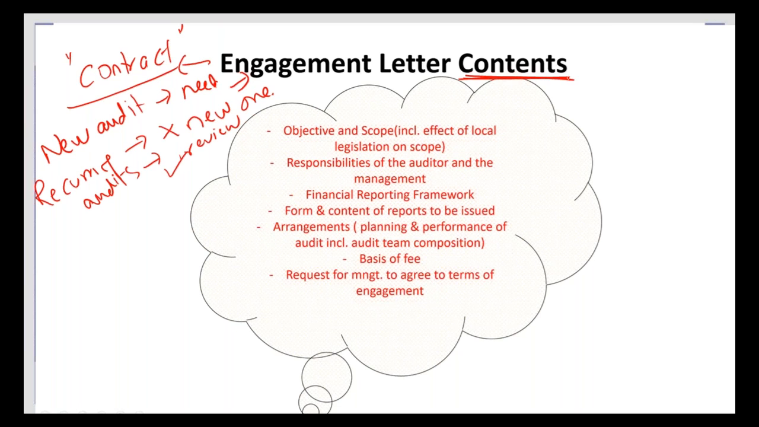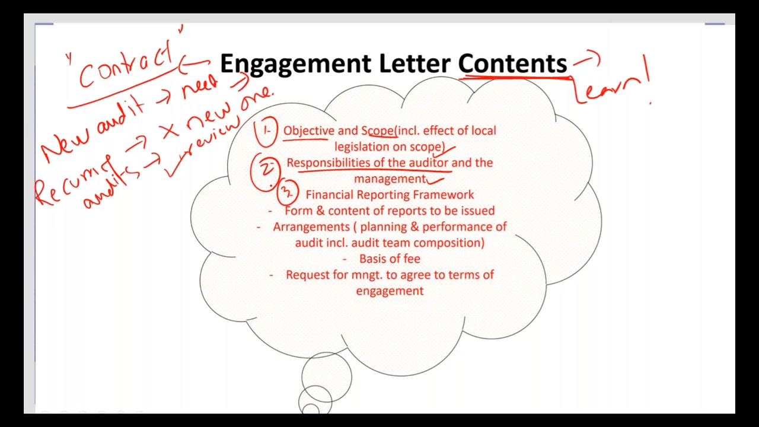The contents of this engagement letter you need to learn. A few examples. You will specify the purpose and the scope of audit, including the local legislation's effect on scope. So the objective is to give an opinion. Scope means I will give an opinion on the financial statements. They're in my scope. If the local law adds something else to your scope, then you'll have to keep that in mind. You have to explain the responsibilities of the auditor as well as the management. So in this contract, let's just clarify the responsibilities.